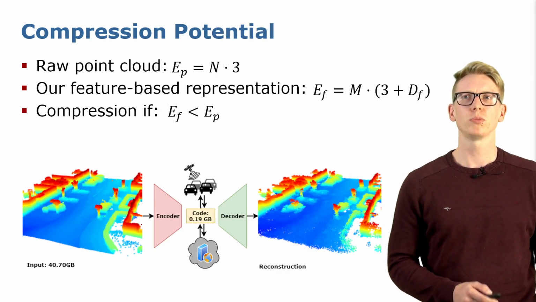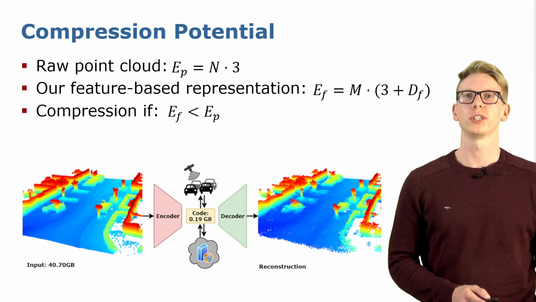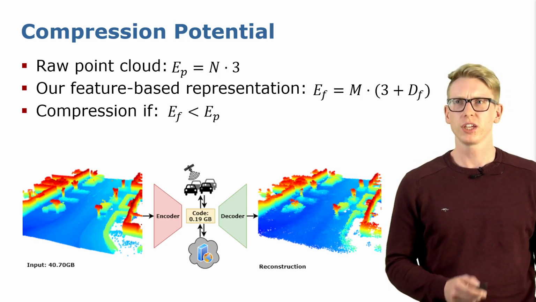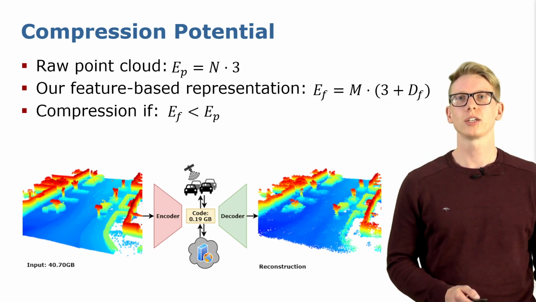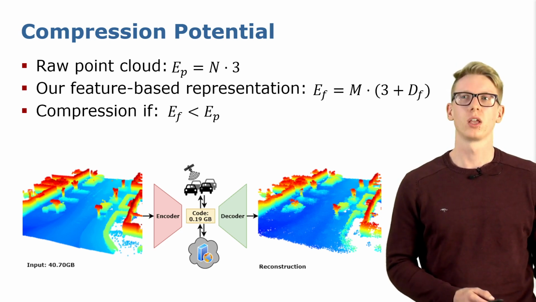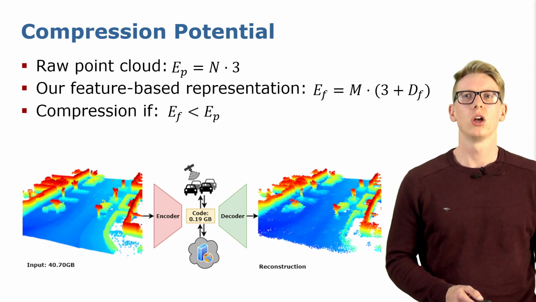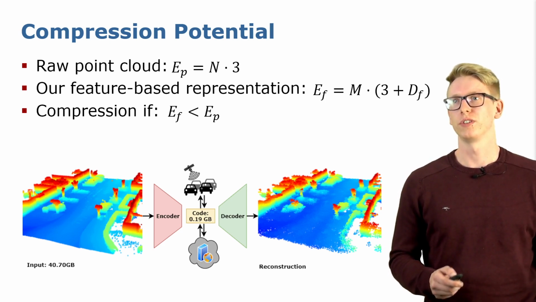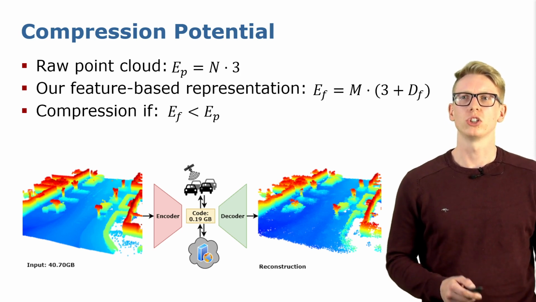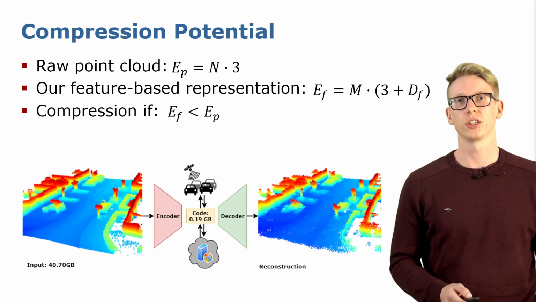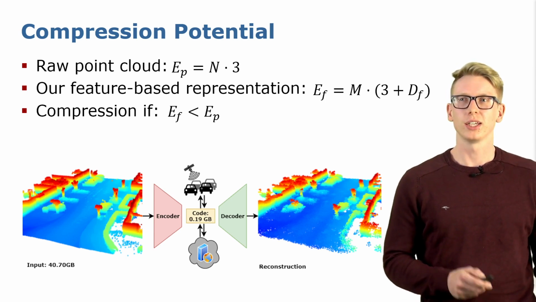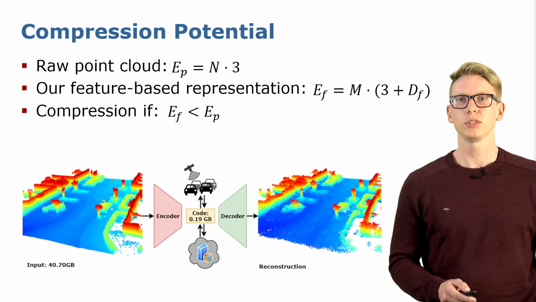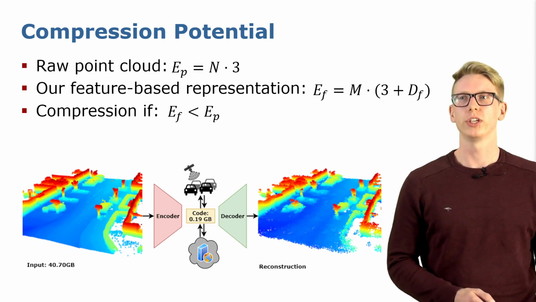Now, let's see what potential our network has to compress the point cloud data. For saving the raw point cloud, we need to store n times the x, y, z coordinates, where n is the number of points. Our feature-based representation also needs to store the point coordinates, but additionally also the features. We can now control the memory footprint by changing either the number or the dimensionality of our features. As long as our representation needs fewer elements to store than the raw point cloud, we achieve compression.